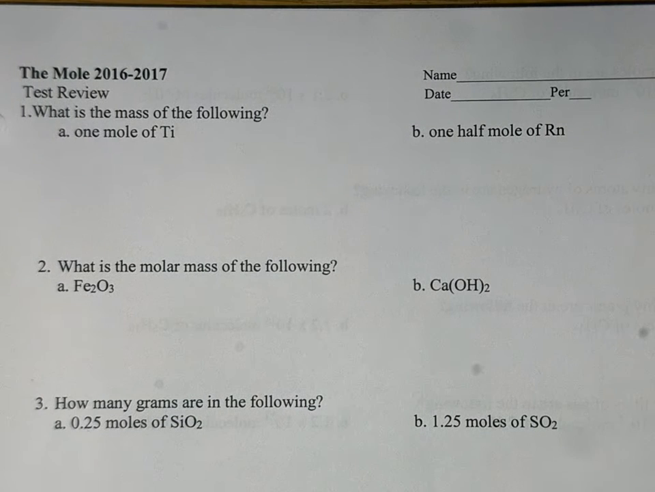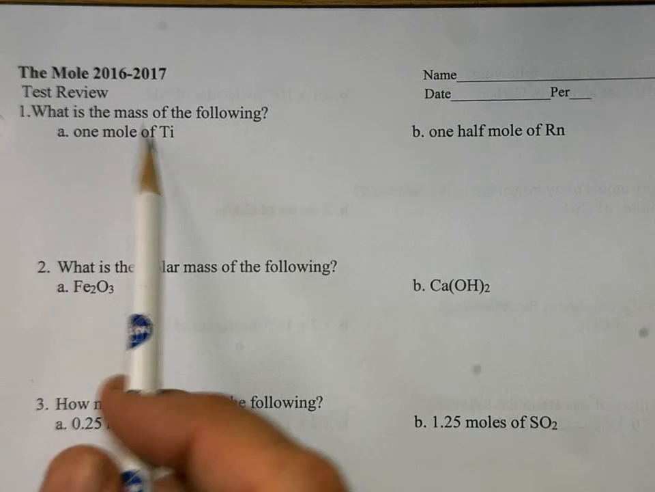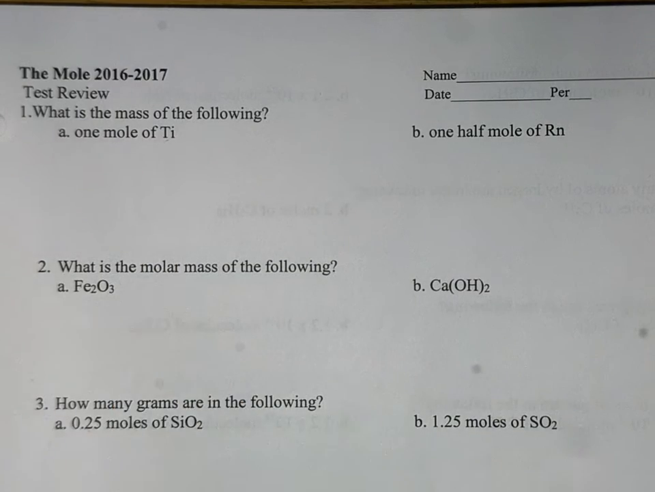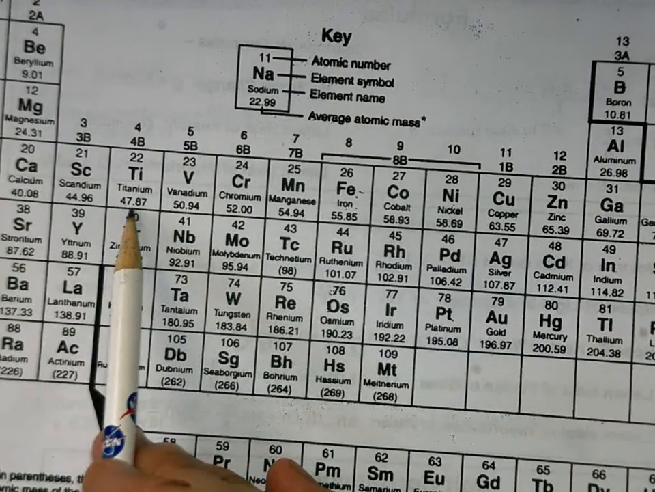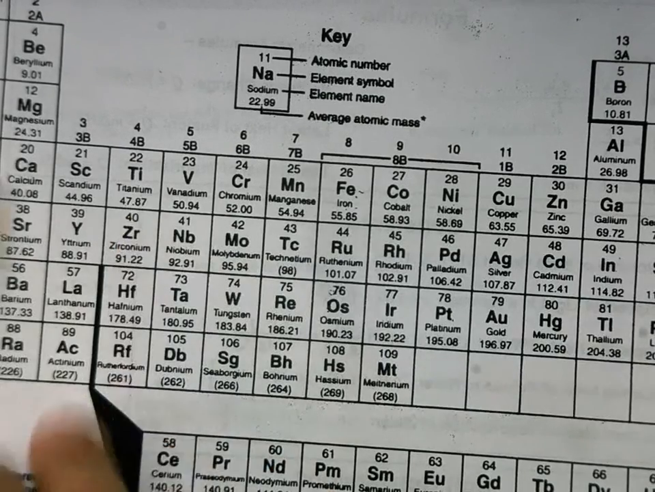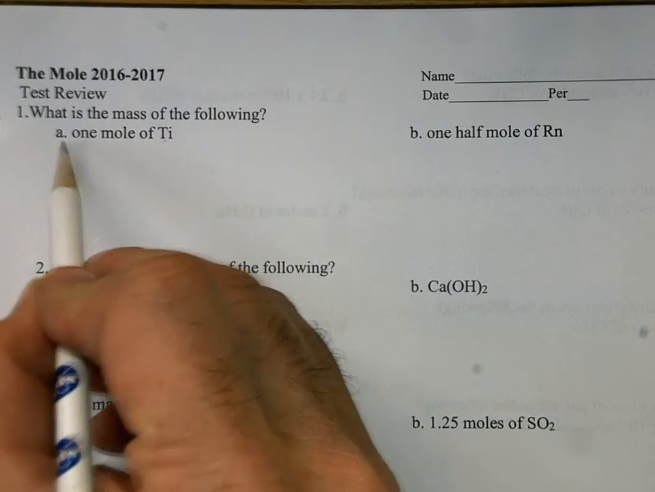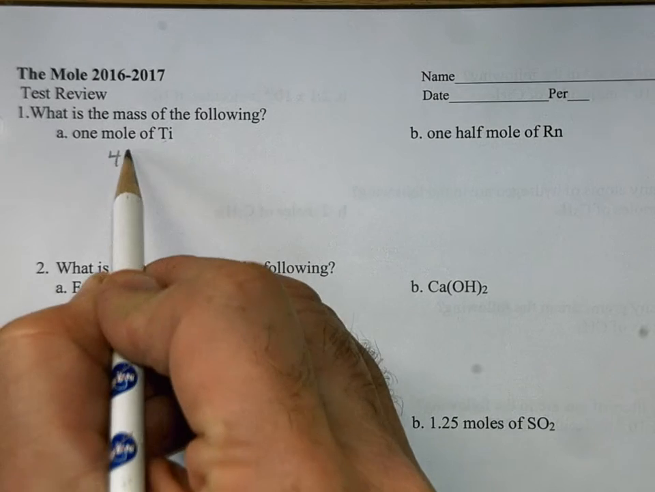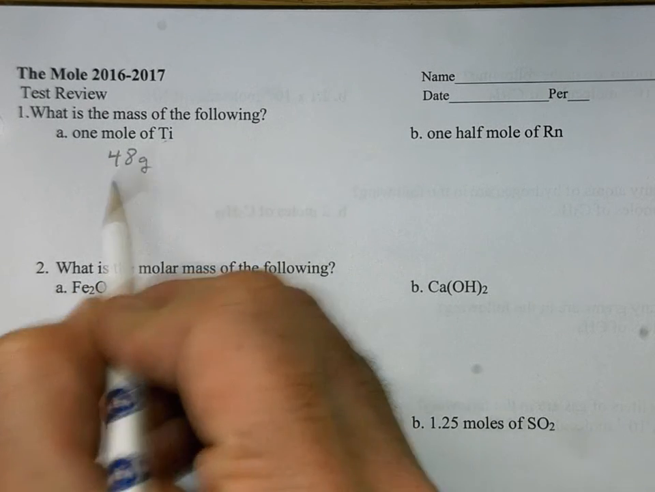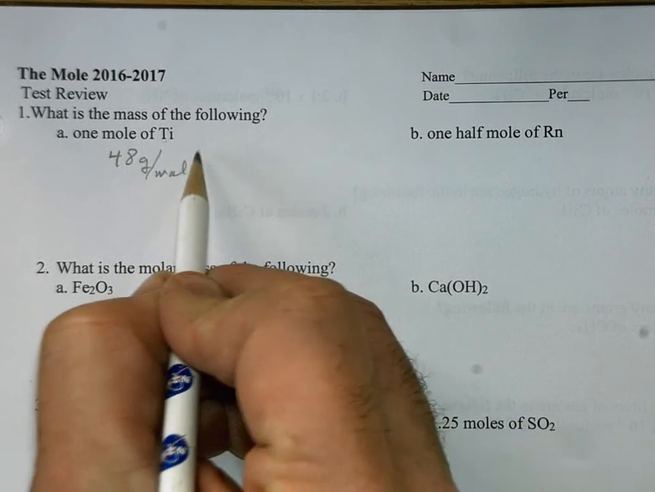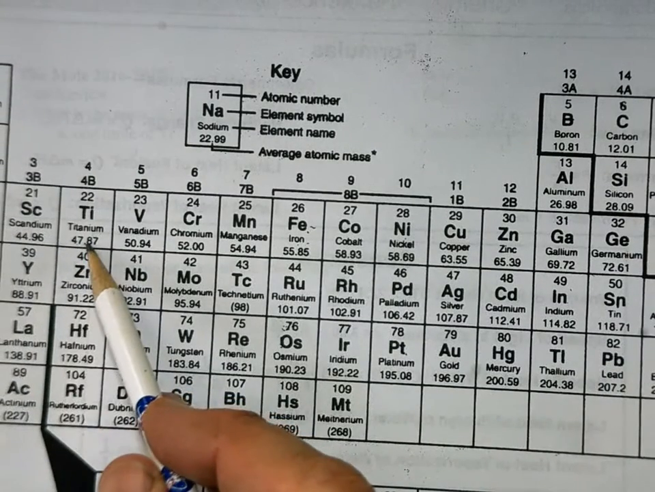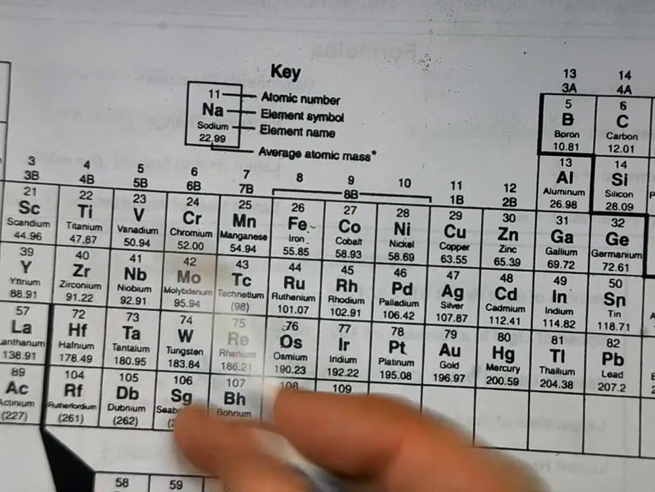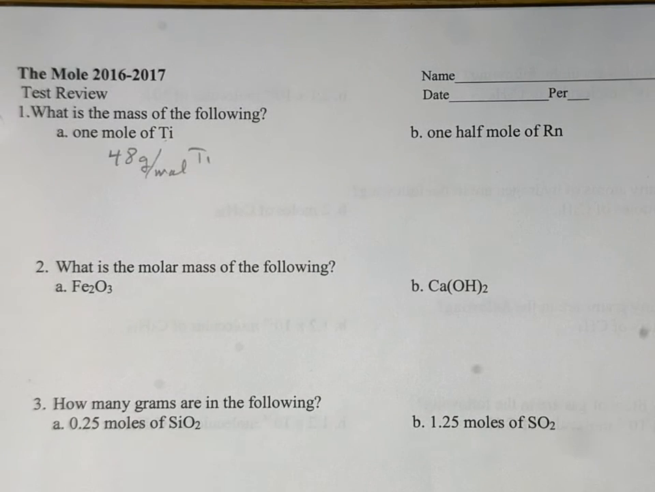So for number one, we're looking for what's the mass of 1 mole of titanium? Well, we just need to find the molar mass. So titanium, 47.8, we'll round that to 48. So the mass will be 48 grams per mole of titanium. That was just straightforward. Molar mass, you just look it up. The gram atomic mass directly converts into the molar mass.